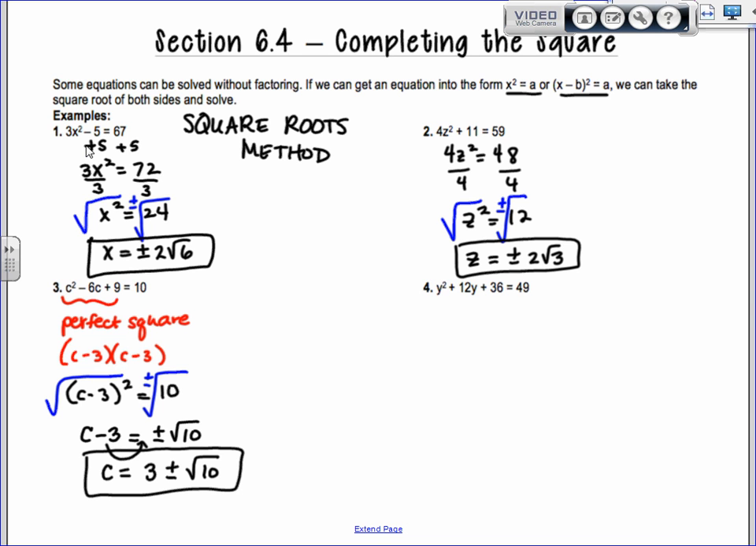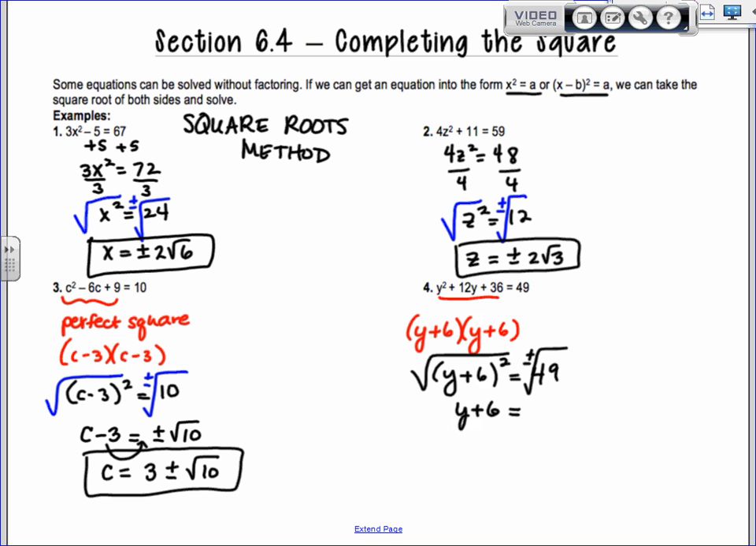All right, so the next one, same idea. This y squared plus 12y plus 36 is a perfect square. It factors into y plus 6 times itself. So I write it as y plus 6 squared is equal to 49. So I can take the square root and write my plus or minus 7. So I get y plus 6 equals plus or minus 7.